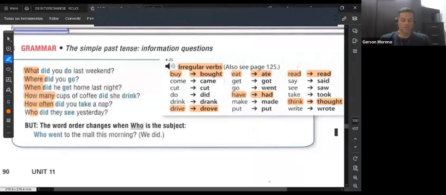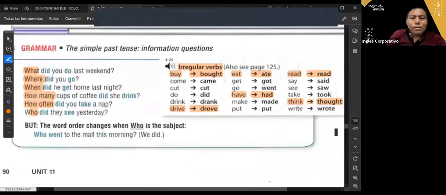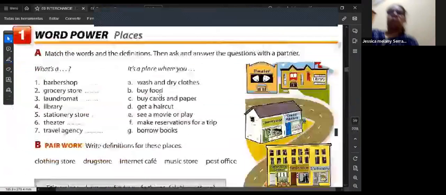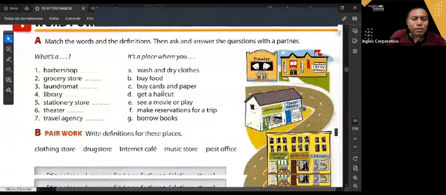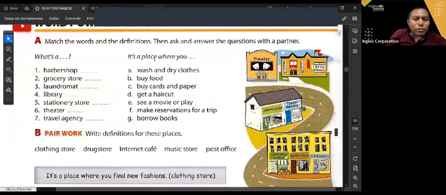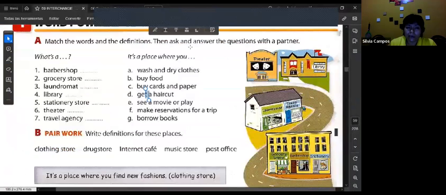Very good. So, okay, we're gonna move on. Vamos a mover, entonces, al your manual. So we're gonna move a little bit to your manual. Yesterday, we already completed these places, right? For example, what's a barbershop? It's a place where you can get a haircut, right?